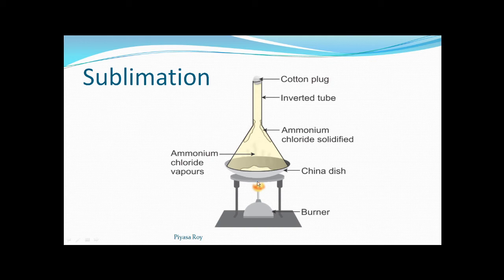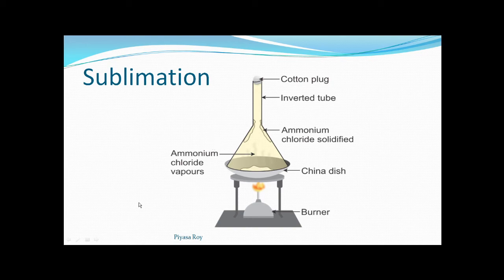When we heat that, ammonium chloride will vaporize, it will sublime, and on the inner wall of the funnel it will cool down again and deposit in this manner. So the solid ammonium chloride will deposit on the inner wall of the funnel, and in the china dish sodium chloride will remain, as sodium chloride cannot show sublimation. Ammonium chloride will vaporize and again deposit in this part of the funnel. In this manner we can separate ammonium chloride and sodium chloride.